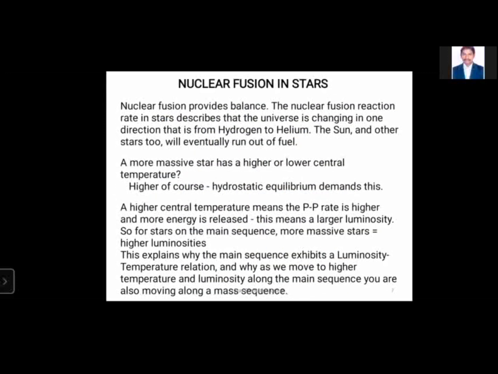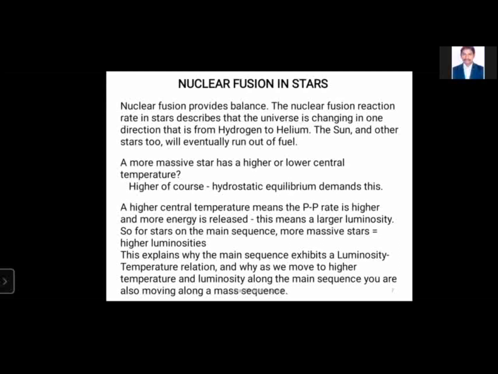Next is nuclear fusion in stars. Nuclear fusion provides balance. The nuclear fusion reaction rate in stars describes that the universe is changing in one direction, that is from hydrogen to helium. The question arises: does a more massive star have a higher or lower central temperature?